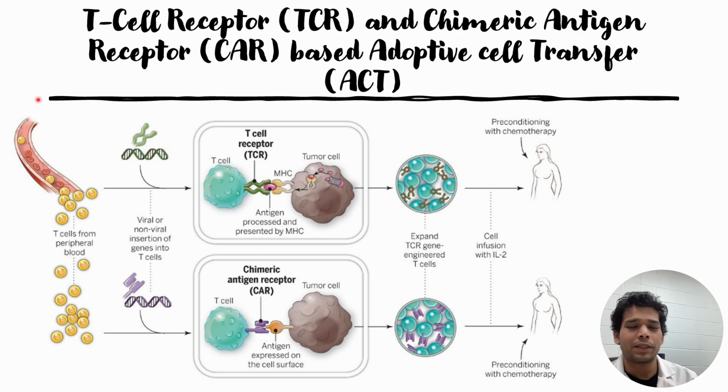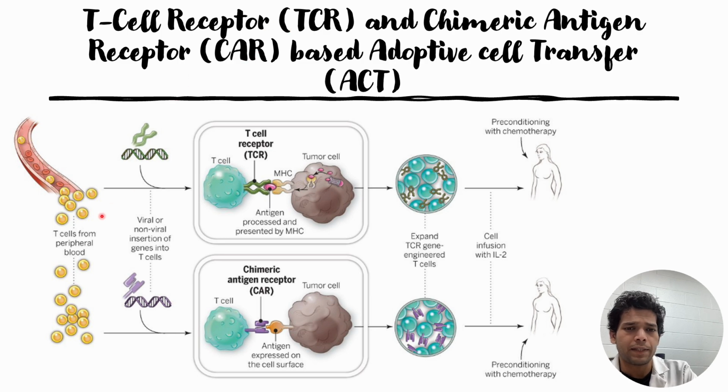Here, the researchers talked about the two different types of adoptive cell transfer approaches. First one is the T Cell Receptor based approach, and second one is the Chimeric Antigen Receptor approach. This is more commonly used nowadays, that is Chimeric Antigen Receptors, because it has better functions than the TCR or the traditional approach. So we'll discuss these two kinds of approaches.